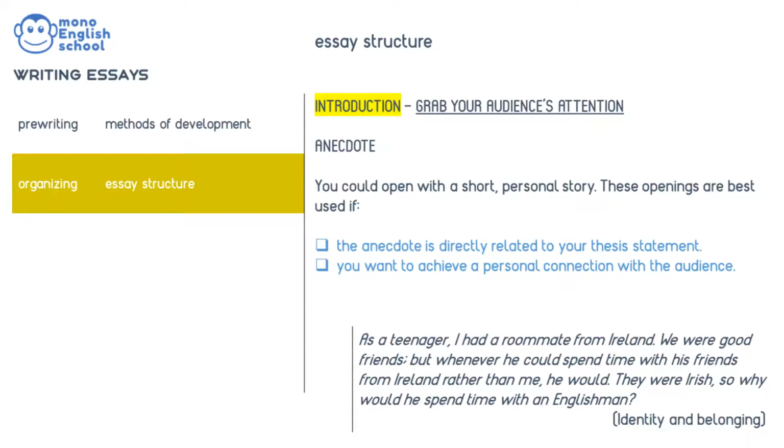Here is an example from an essay on identity and belonging. As a teenager, I had a roommate from Ireland. We were good friends, but whenever he could spend time with his friends from Ireland rather than me, he would. They were Irish, so why would he spend time with an Englishman? This opening is a personal experience that raises interesting questions about identity and belonging. The essay can then go on to explore positive and negative elements.